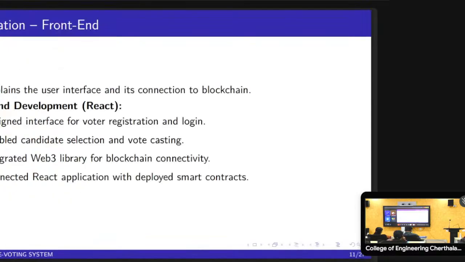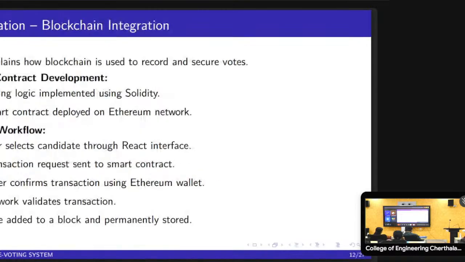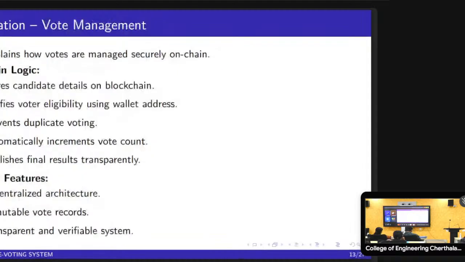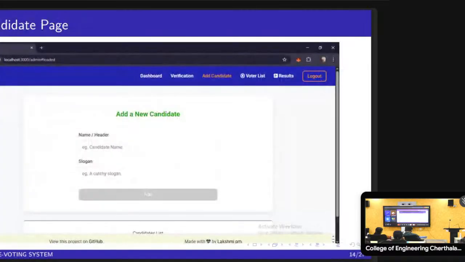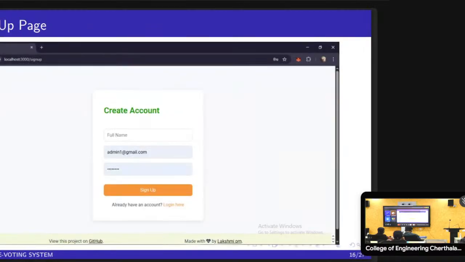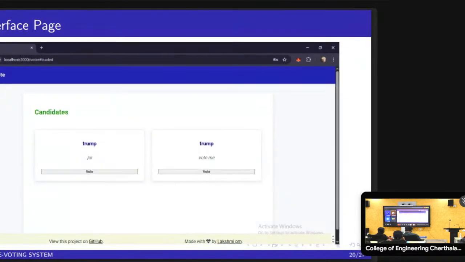And here comes the implementation part. The front end is developed using React, connected using web3.js, and integrated with the MetaMask wallet. The smart contracts were written in Solidity, deployed on Ethereum, and tested using Ganache. And I will explain the voting process. When the user selects the candidate, the transaction will be sent. That's how the voting process is done.